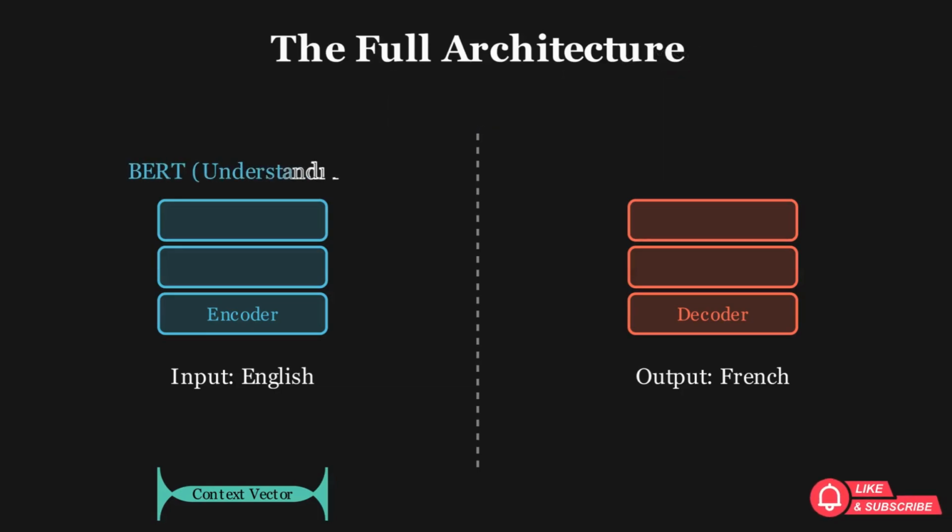Today, we often split them. We use the encoder for understanding tasks like BERT, and we use the decoder for generative tasks like GPT.